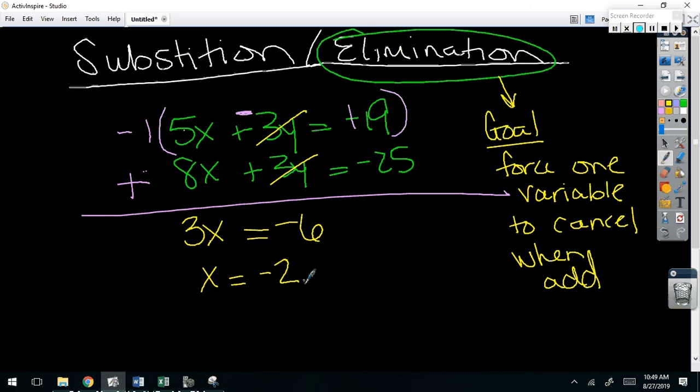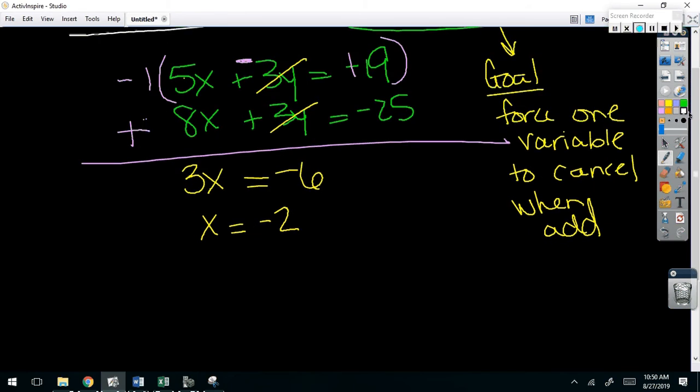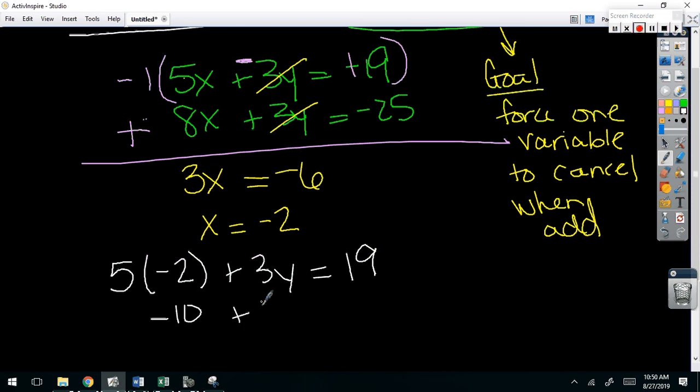How then might I find the y value? Plug it in. Does it matter which one I plug it in? No. You can do it to your manipulated one. You can do it to one of the 2 original. I would always go back to the original, but that's just me. 5 times, it's not x, it's negative 2, plus 3y equals 19. Negative 10 plus 3y, 19. 3y equals 29. Is that right? No. It's negative 19, right? Oh, it is because I changed the sign. I was about to say, oh my goodness. And then you add 10, you get negative 9. So you get y equals.